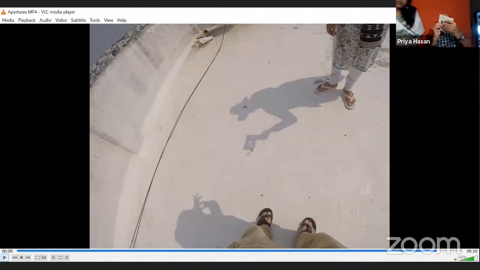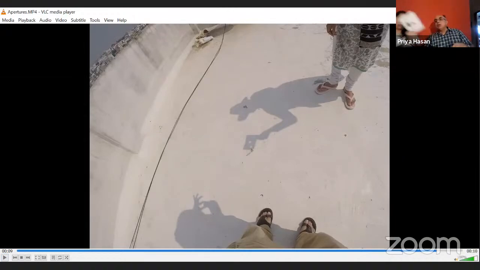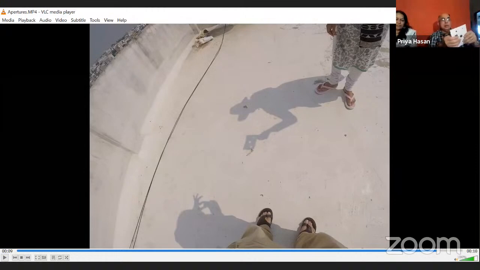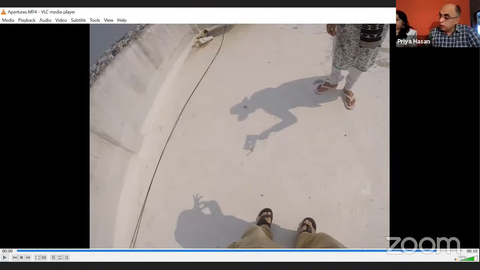So you can even make a rectangular one and do the same thing here. Take any other shape, and as you keep moving out, and then what you will see is they will all become the same kind of circles. Okay, so this is one video.